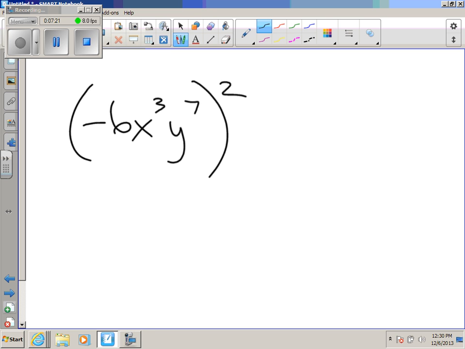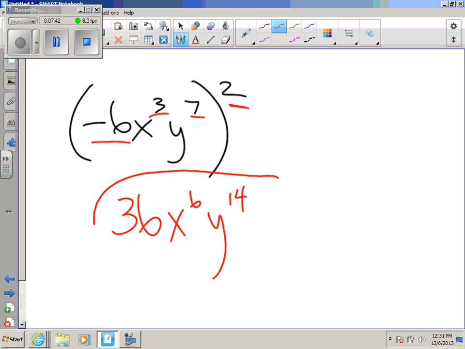Try that. Negative 6 squared. Negative 6 times negative 6. Positive 36. X to the third times 2. X to the sixth. Y to the seventh times 2. Y to the 14. Good? Okay.